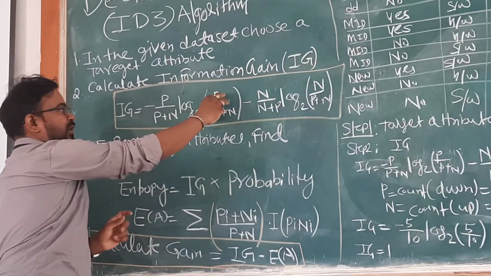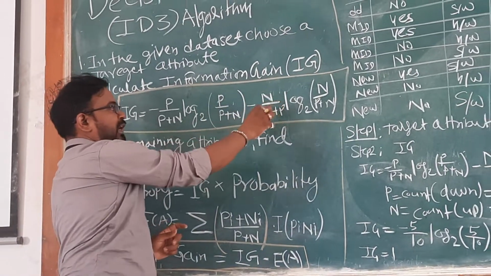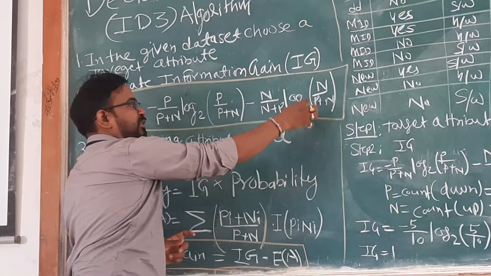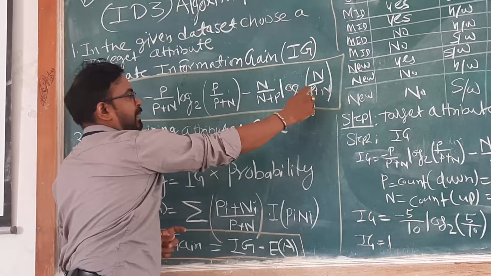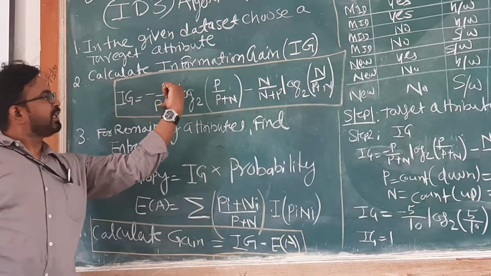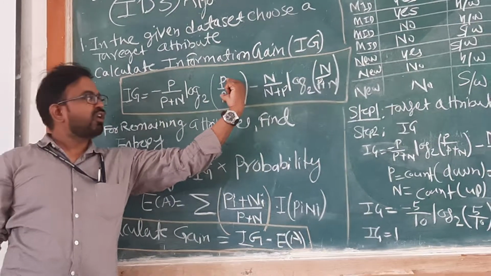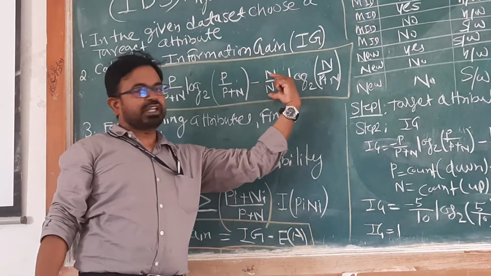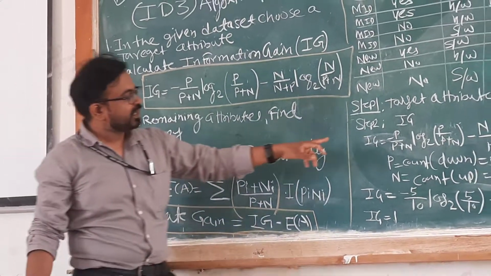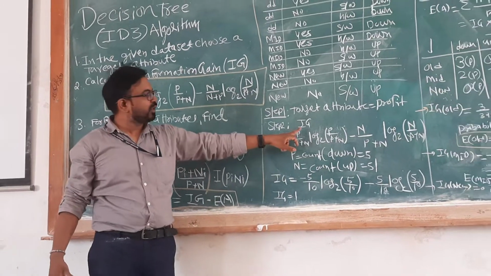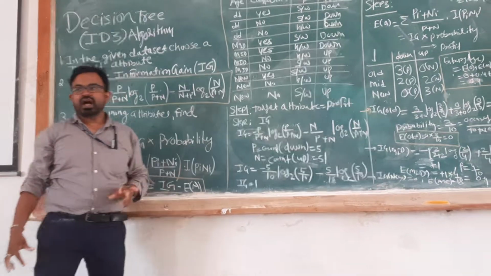The same thing you can put over here: minus n upon n plus p, log base 2 of n upon n plus p. Whatever you keep here, you keep in the logarithmic term. Similarly, whatever you keep here, you keep in the logarithmic term. So now come to the second step. Now we are going to calculate your IG.